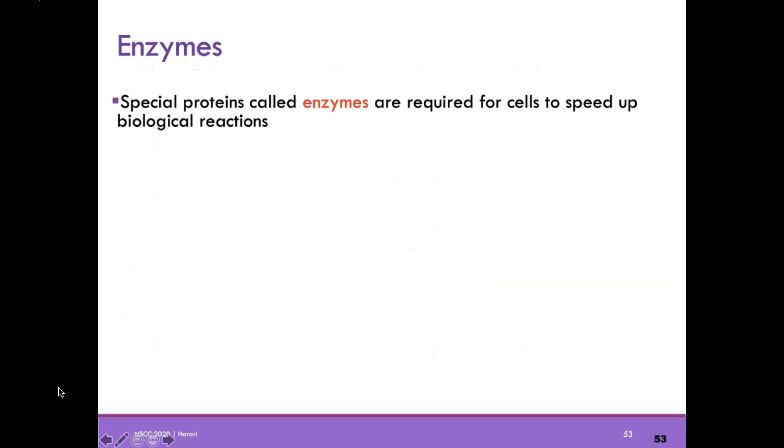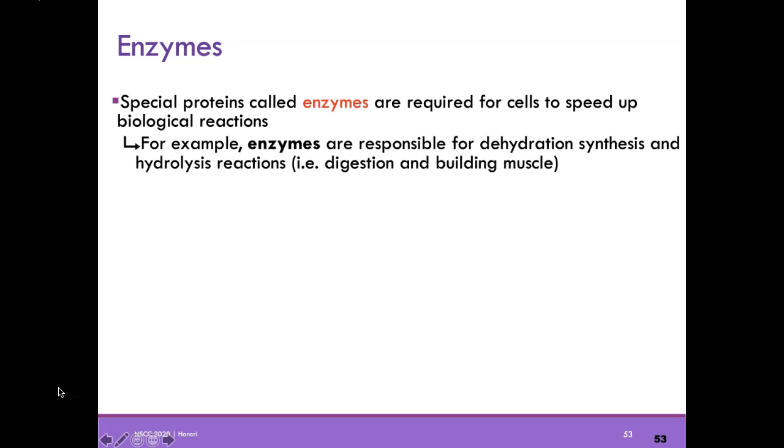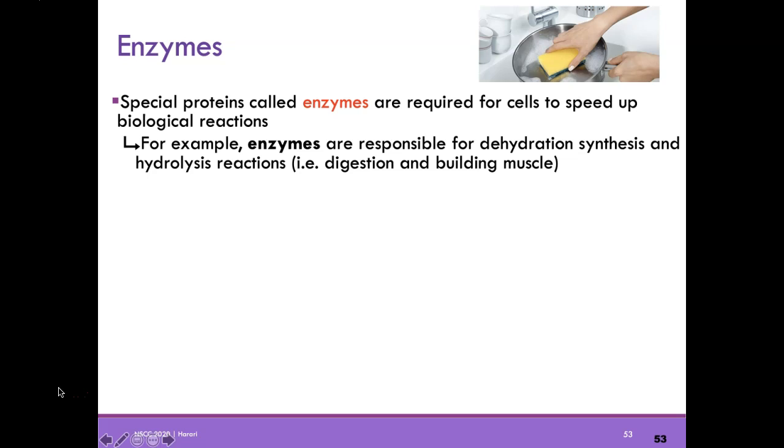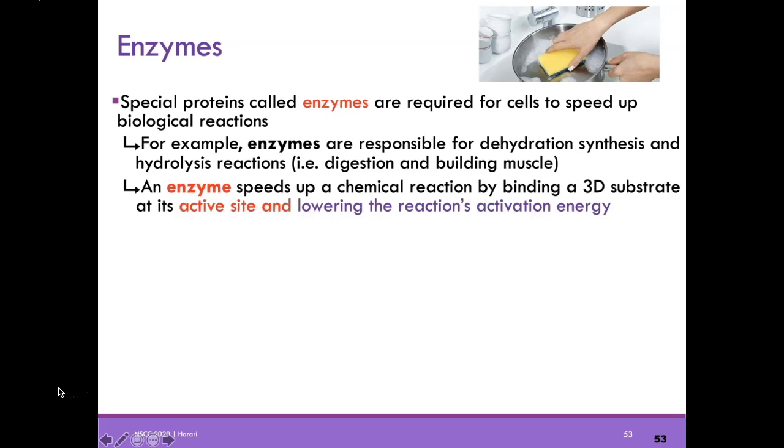So enzymes are special types of proteins that are required for cells to speed up biological reactions. So for example, enzymes are actually going to do the dehydration synthesis and the hydrolysis reactions. They're going to help add the water to break the bond or remove the water. So enzymes speed up reactions. So for example, the detergent in your dishwashing soap has enzyme to speed up the breakdown of the fats and proteins in your dirty dishes.